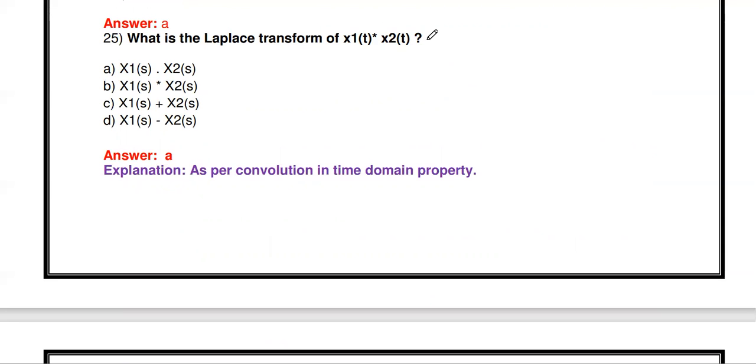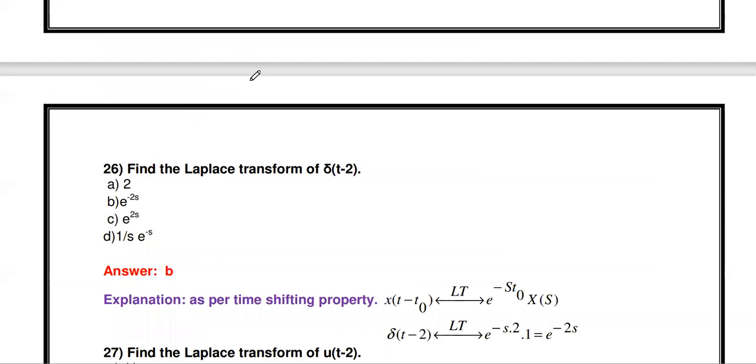So as per the convolution theorem, you already know that if you are taking convolution in the time domain, it gets transformed into multiplication of the individual Laplace transforms, capital X1 of s into X2 of s. Okay, this is the thing.